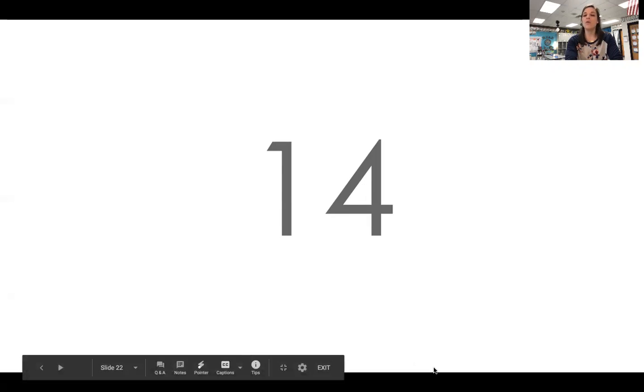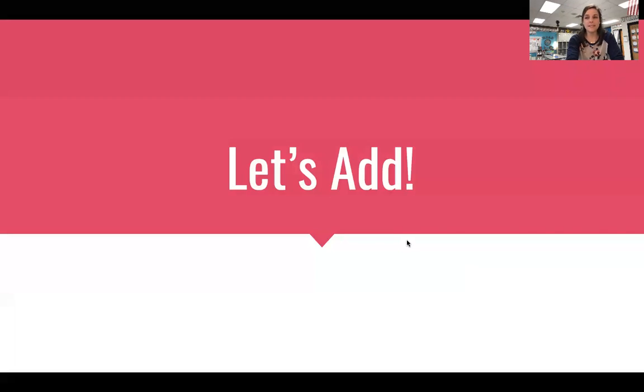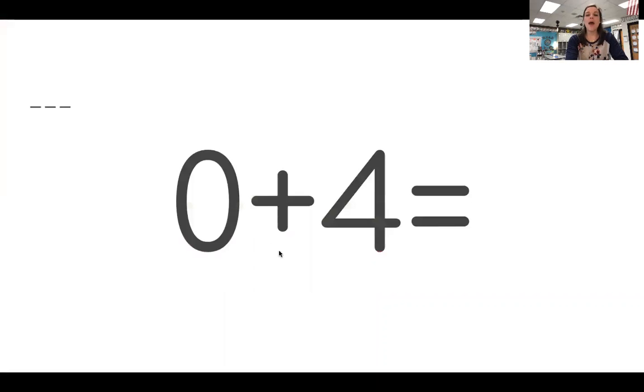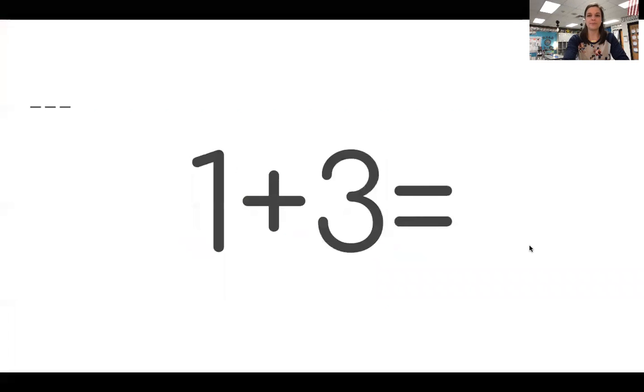Next, we're going to go over our addition fluency practice. So get ready to add. All right, friends, remember, when we add, our number gets bigger, okay? So let's add together, practicing adding fluently as fast as we can. Let's read the whole sentence again today. Ready? Here we go. 0 add 4 equals 4.